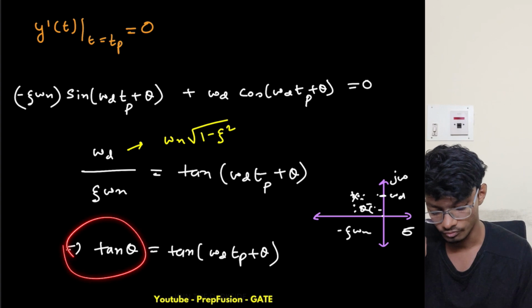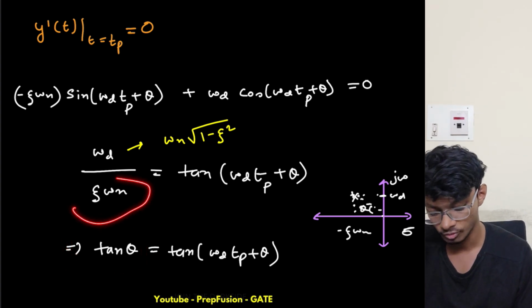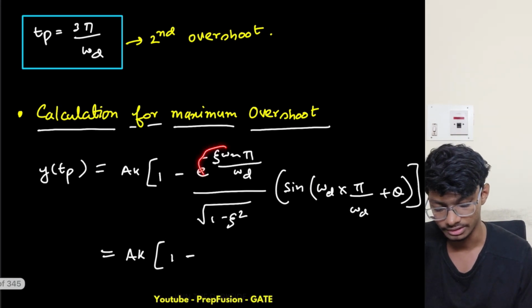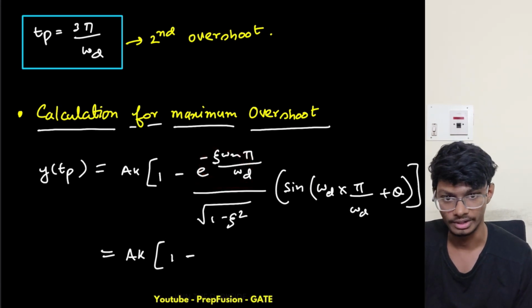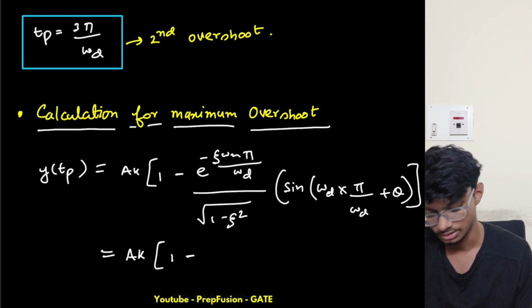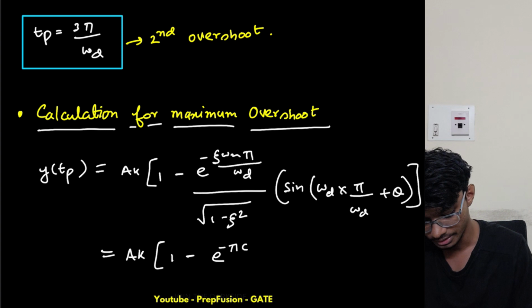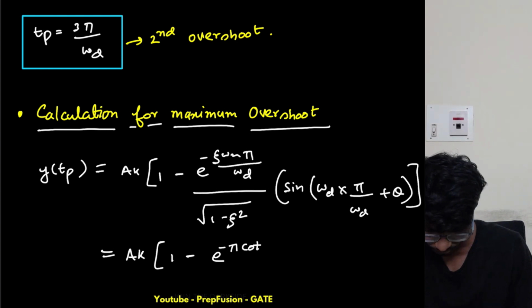Okay, so now what will be the inverse of this one? What will be zeta omega n by omega d? It will be cot theta. So exactly that is what is written here, right? Zeta omega n by omega d, so I can write this as cot theta, right? So this will be e raised to power, pi will be outside, minus pi cot theta.